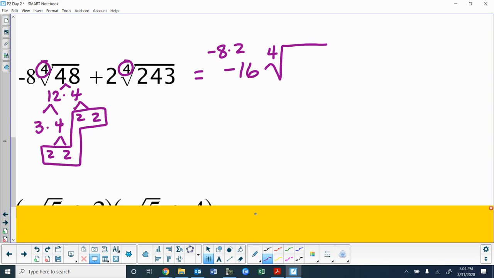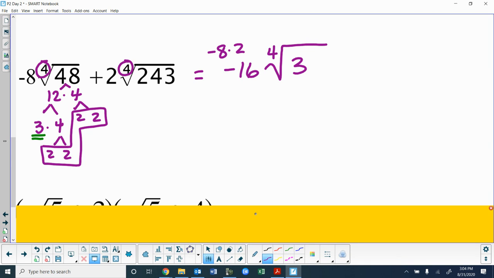And there's a 3 left over. So that 3 will go underneath. Okay, so the negative 16 came because there was a negative 8 in the beginning out front. And then I multiplied by the 2 that I could pull out because there was 4 2's.